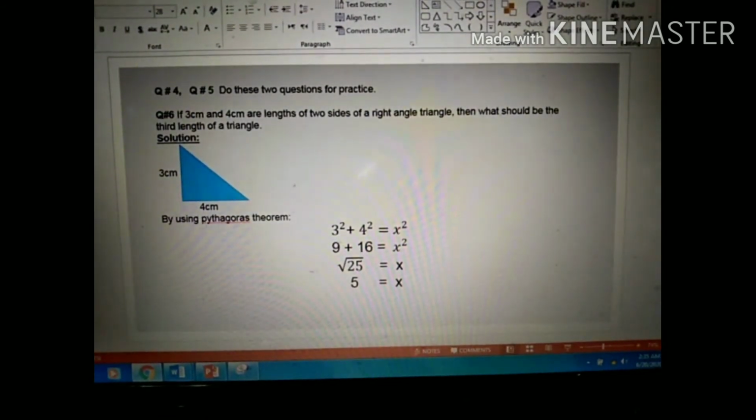Now question number 4 and 5. Do these two questions for practice. You can easily complete these two questions.